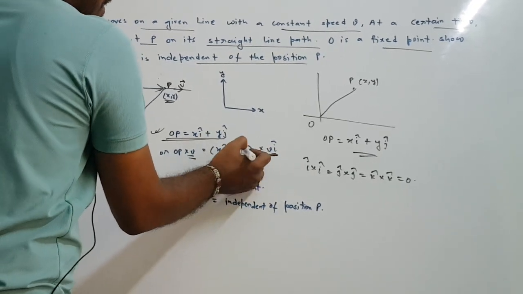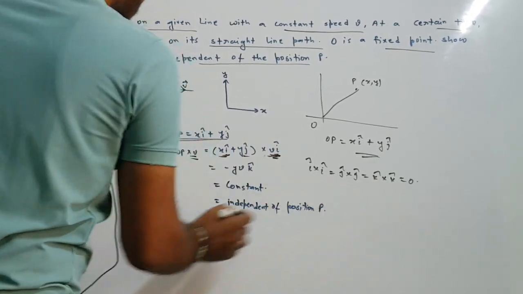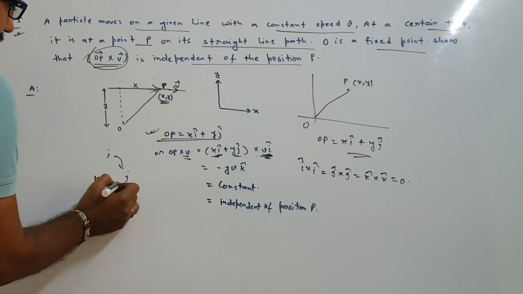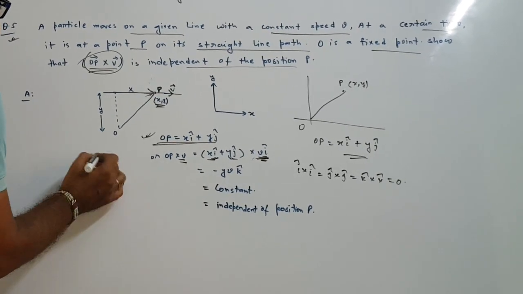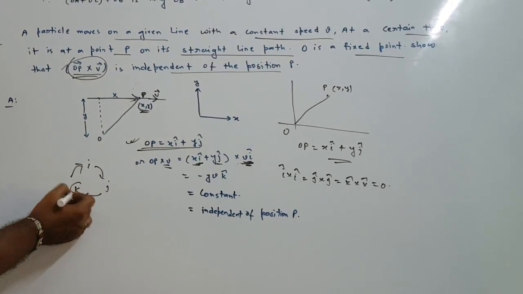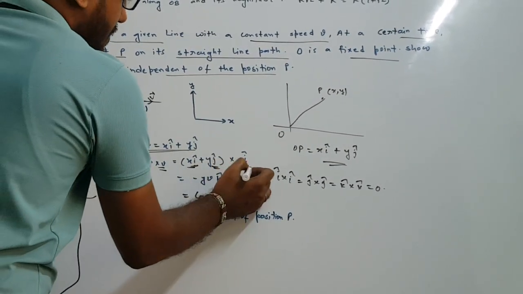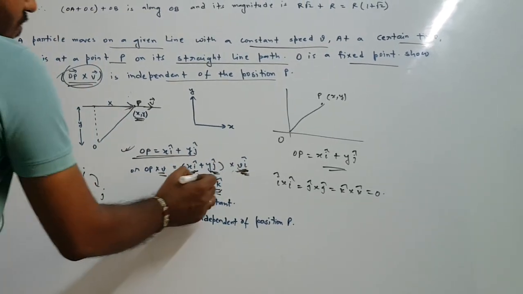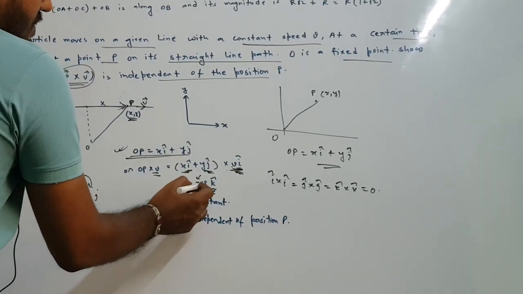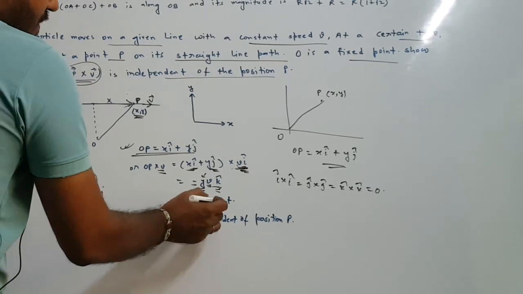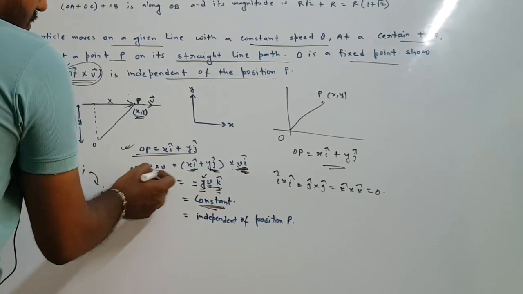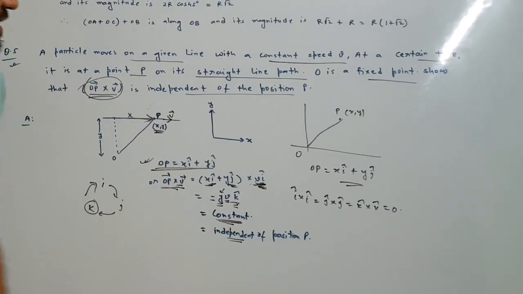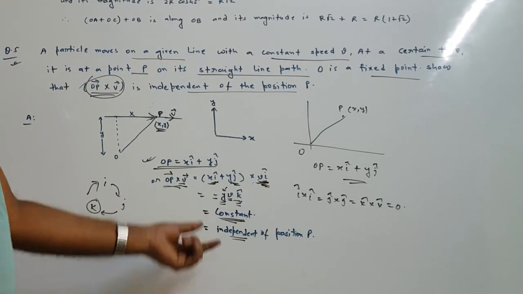Then comes j cross i. What would be j cross i? Apply this method, i j k. So what is j cross i? We are moving anti-clockwise, so it should be minus k. So j cross i should be minus of k. So y into V into minus k. Y is the coordinate, so it is constant. V is the magnitude, it is constant. So the whole thing is constant. So OP cross V gives the vector. OP cross V is constant. That means it is independent of the position.